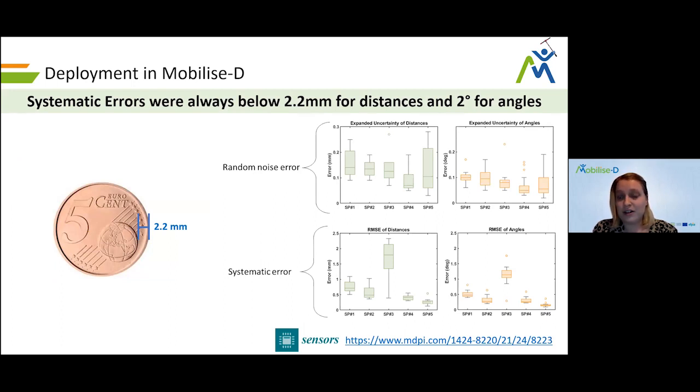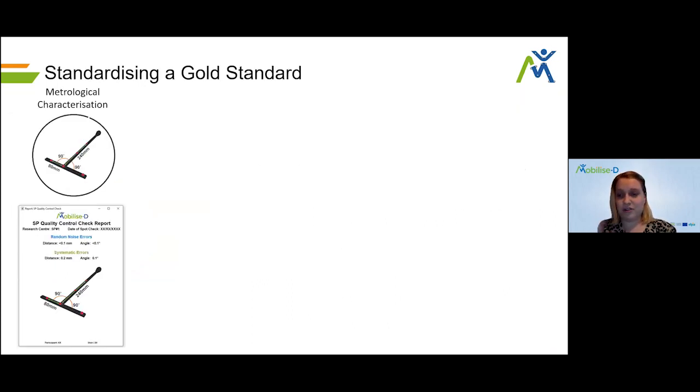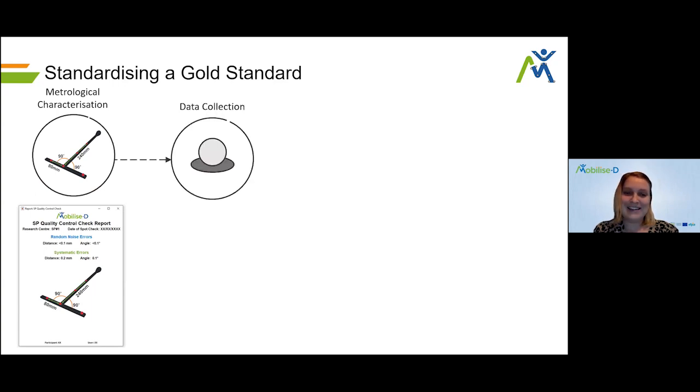So we can clearly state that this is our gold standard, and we know the minimum threshold that we have for its comparison. So in addition to the metrological characterization that we've completed, there are other things that we need to take into consideration when trying to standardize our gold standard. The first being the data collection itself.